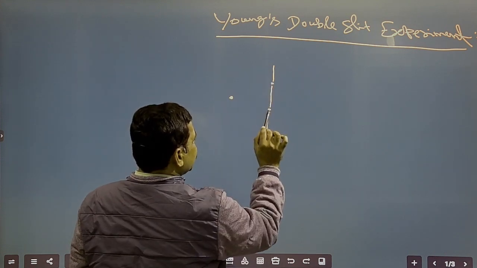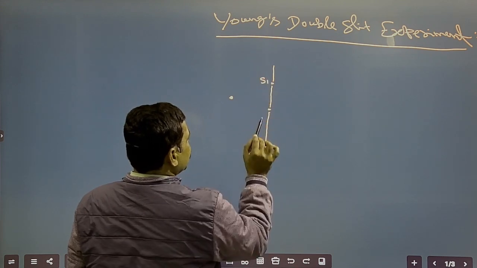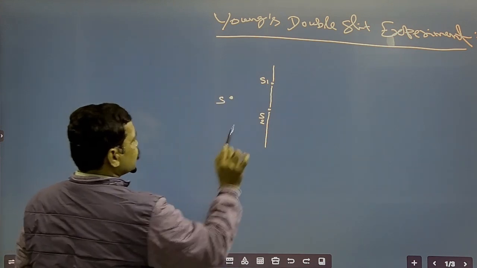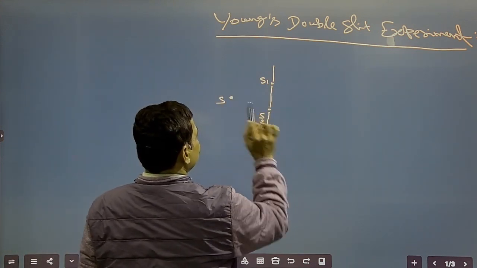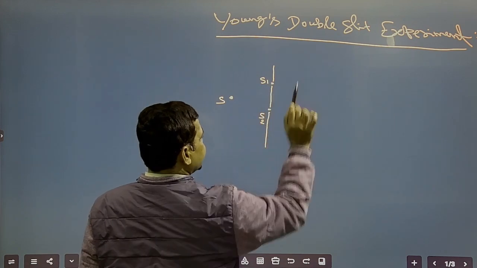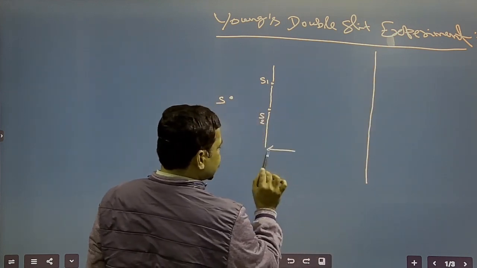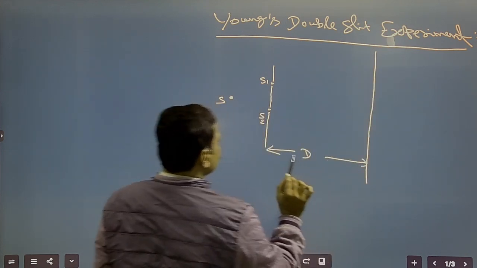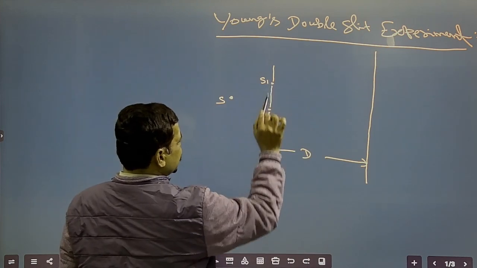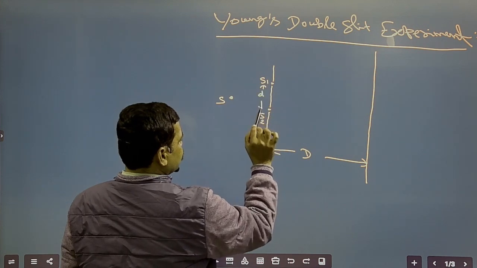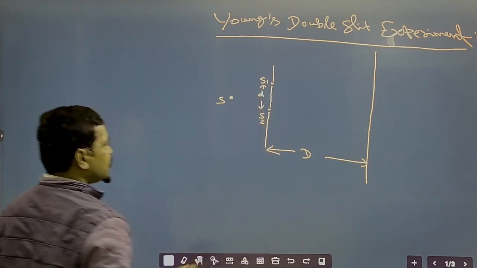Two slits will be there. Suppose one is S1, another one is S2. The main source is S. So when the light comes from this point, it will pass through the slits, and we have a screen here which is at a distance of D apart. Suppose the difference between the two slits is d. This is the distance between the two slits, that is d.